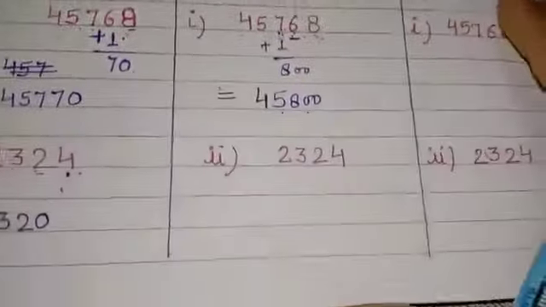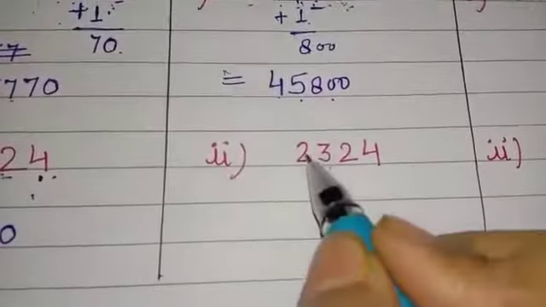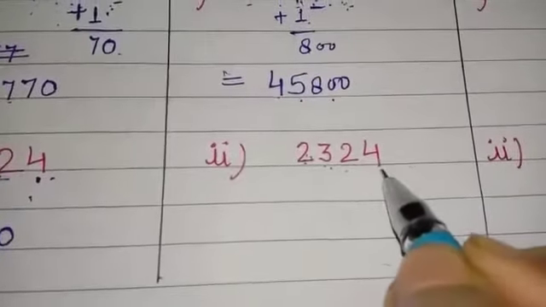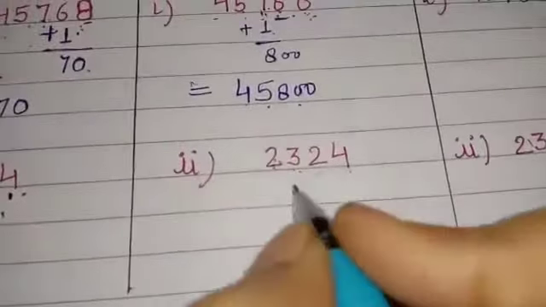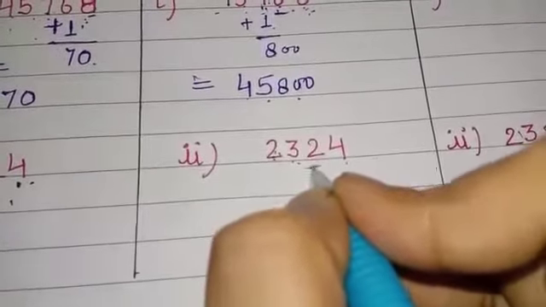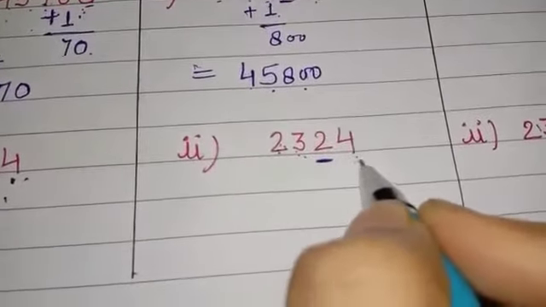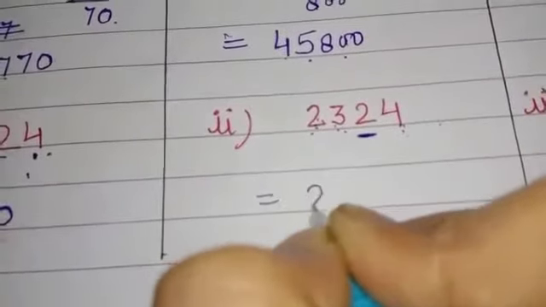Okay, now the next one, we have 2324. Okay, now first we have to see the digit at tens place. What we have at tens place? We have 2 at tens place. So changes will happen in these 3 digits. 2 will remain same. Just write 2.